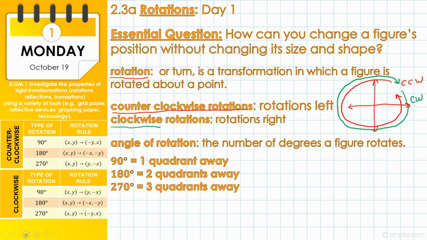Angle of rotation. When we're looking at angle of rotation, we're talking about the number of degrees a figure rotates. So if it moves 90 degrees, we're moving one quadrant away. If we're moving 180 degrees, we're moving 2 quadrants away. 270 degrees, we're moving 3 quadrants away. So these are super important when we're looking at rotations of figures.